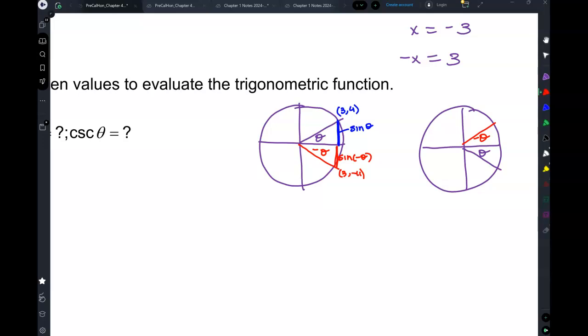Now, let's think about the cosine. What's the cosine of theta, this top theta? It's that distance, 3. How about the cosine of negative theta? It's the same line, literally the same line. So when you change the angle to its negative angle, what happens to the cosine of the angle? It stays the same. Isn't that exciting? Why aren't you excited about this? Yay.